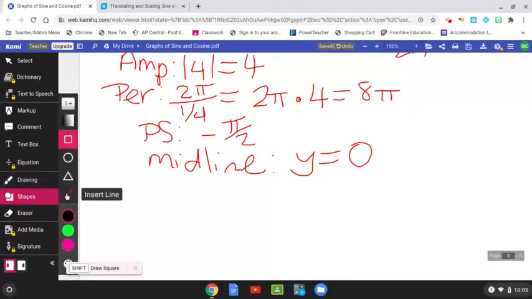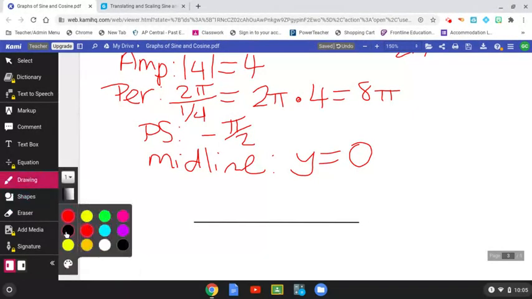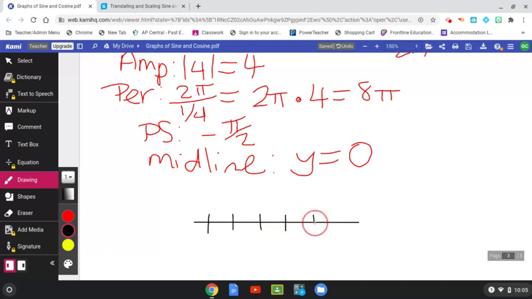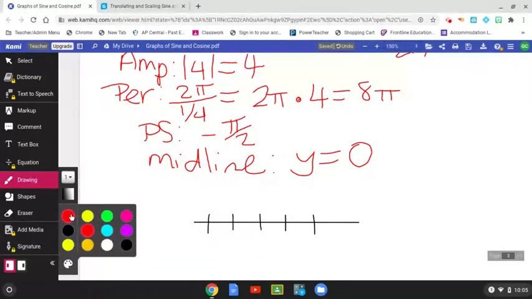And actually, let me see if I can use the shapes they have on here. So let me just give myself an x-axis, and then I'm going to label 5 tick marks. 1, you just try to evenly space them. 2, 3, 4, 5. And to label those 5 tick marks, your first tick mark or point is going to be your phase shift. So this first one I know is negative pi over 2.